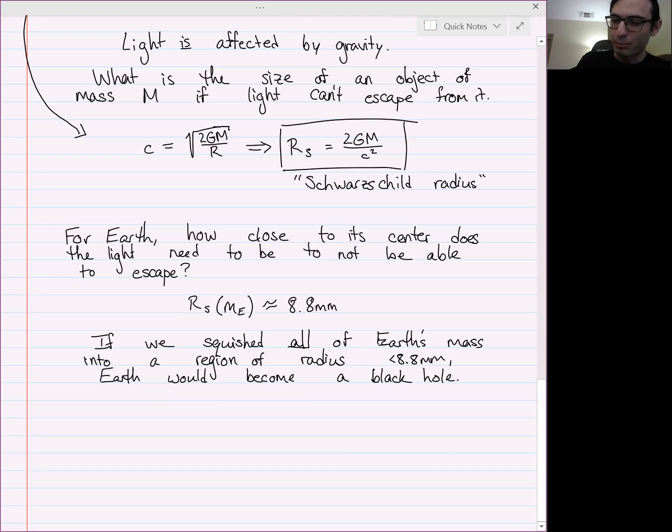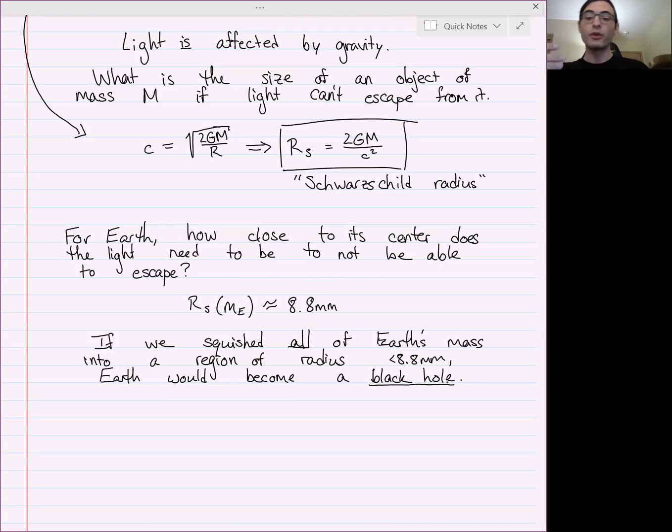A black hole is a location in the universe, or an object in the universe, that has so much mass compacted into such a small area that even light cannot escape from a certain distance away from it. And because light is the fastest thing that can exist in the universe, nothing can escape from a black hole.